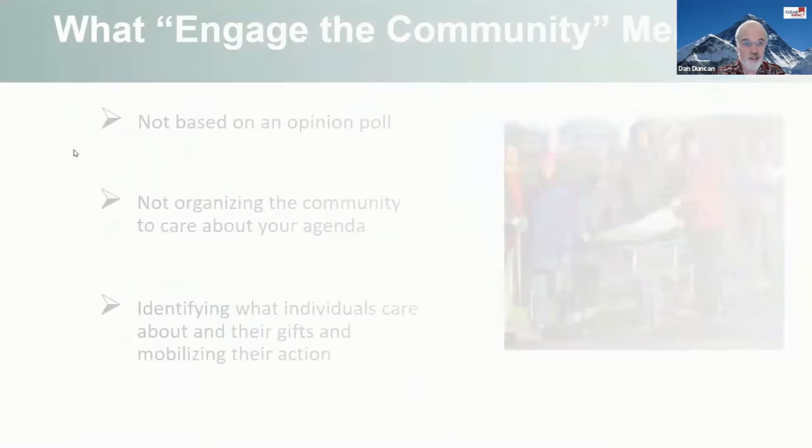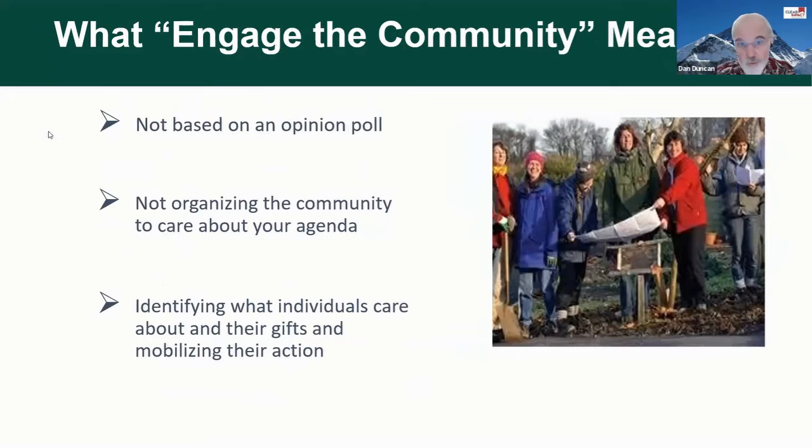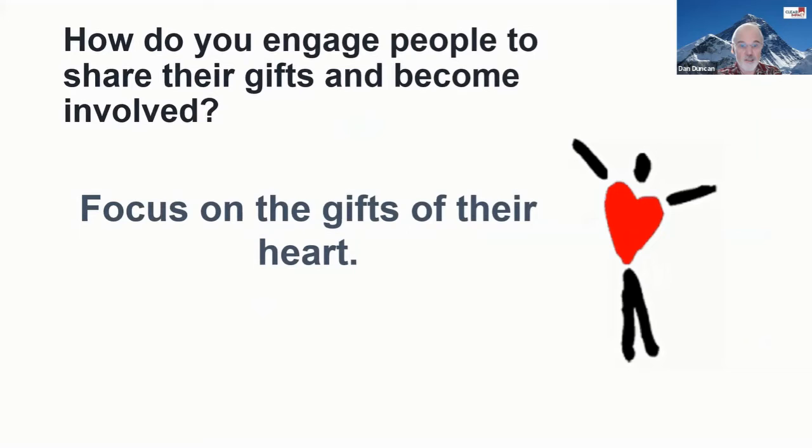So the basic steps are, first of all, what we mean by engaging the community, it's not an opinion poll. It's not about organizing the community to care about your agenda. It's about identifying what individuals care about and their gifts and mobilizing their action. So if you're going to work with neighborhoods, communities around your agenda, don't try to convince people, just try to find the people that already align with what you're interested in, what you want to do, and help them become part of the solution.